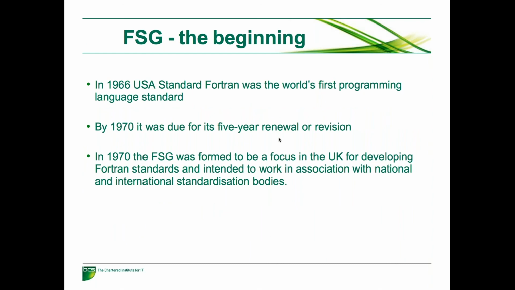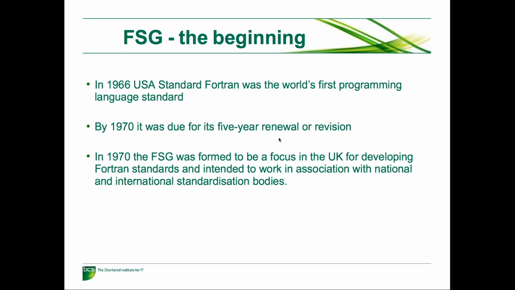The first Fortran standard came out in 1966, and of course it was the American standard. And under the rules, which still obtain, by 1970 it was coming up for its 5-year renewal or revision. Most vendors by this time had gone on to something called Fortran 4, which is Fortran 66 plus various extensions of the sort Anton was just talking about, which caused slight problems.